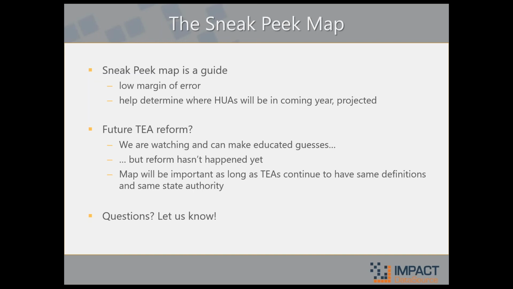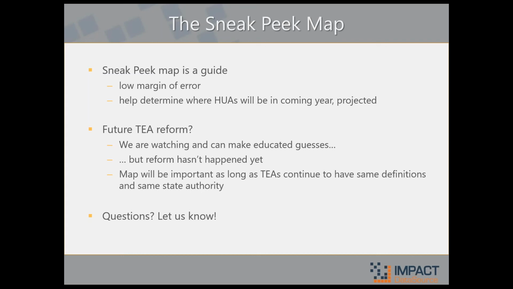This map is to help you determine where your high unemployment areas will be in the coming year. So I had mentioned before that there is some future TEA reform which is coming, and which the EB-5 community is well aware of. So we are watching, and we can make educated guesses about it. Many of the proposed reforms have used similar ideas, such as continuing to use census tracts as the main unit for determining TEAs. Other trends have included using criteria from the New Market Tax Credit Program, which means that would include poverty and median family income criteria as well as unemployment rates.